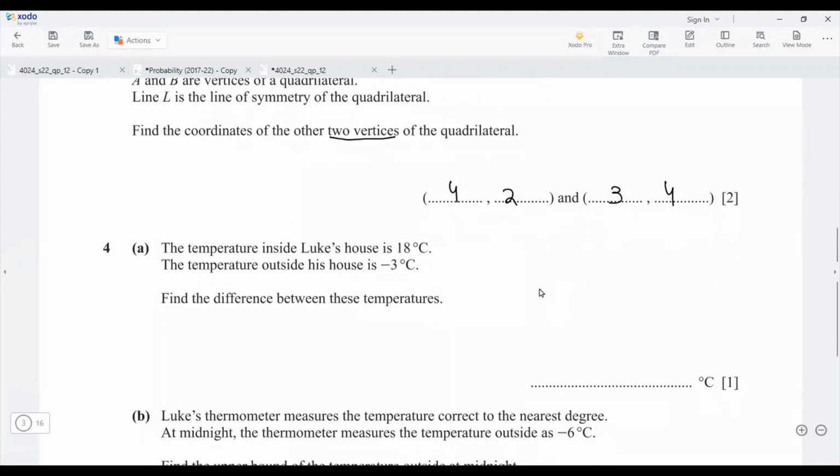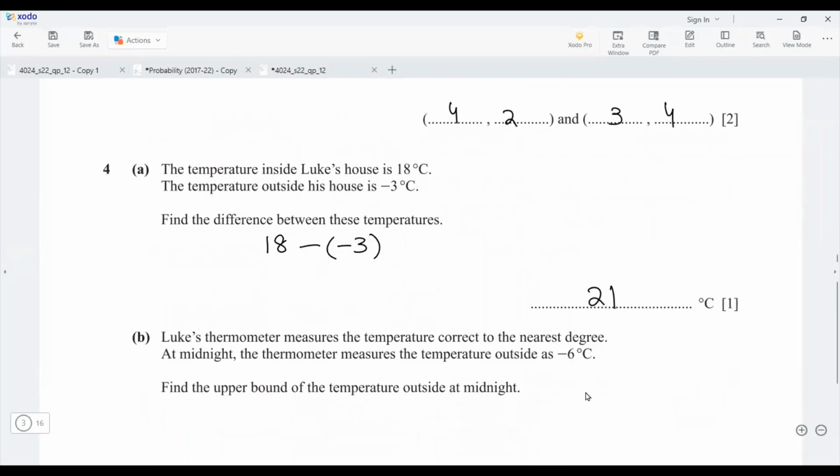In question number 4, part A, the inside house temperature is given as 18 degrees and the outside temperature is also given, and you have to tell the difference. Difference is basically the subtraction of the minimum temperature from the maximum. Maximum is 18. Then there is a subtraction sign for the difference, and the value of the temperature is also negative. So negative and negative becomes positive. So 18 plus 3 results in 21 degrees centigrade, which is the overall difference between the temperature inside the house and outside the house. So, moving towards the next question.